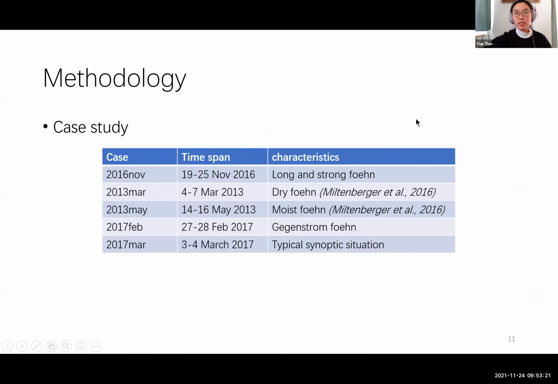Here are the cases we chose. We try to cover different characteristics. For example, the case from 2016 is a very long and strong foehn case, and we have two cases from 2013. One is a dry foehn case, and the other is a moist case with excessive precipitation on the upstream side. And we have two cases from 2017, and they have different synoptic situations.